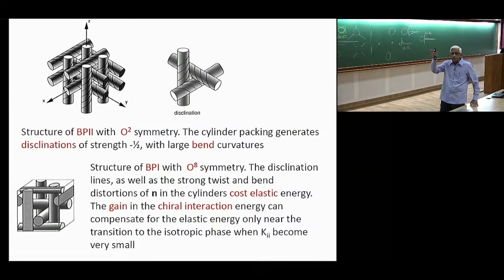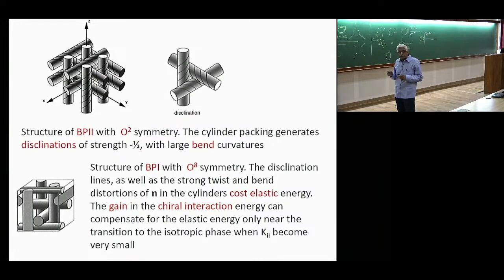Now, I had shown you a disclination in which it went like that. That's called a positive disclination. This is a negative disclination, where the director field has this type of structure. So the disclination line is, this is the projection of the disclination line in the center. So this is the negative half disclination.